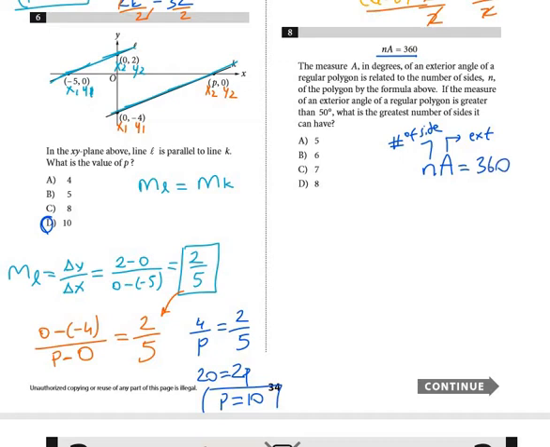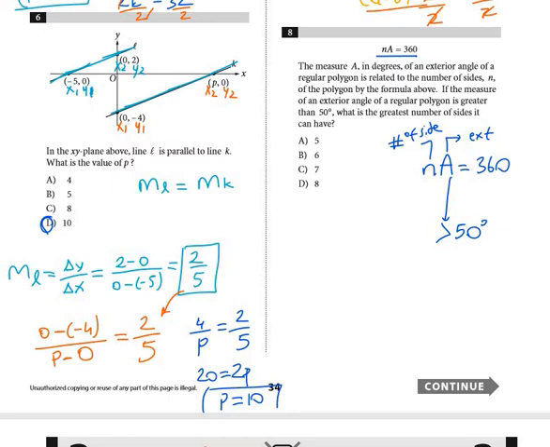If the measure of an exterior angle of a regular polygon is greater than 50, so if a is greater than 50 degrees, what is the greatest number of sides it can have? So we are looking to maximize n. So we would like to know the maximum n can be, given the condition that a is greater than 50 degrees. So we are going to minimize a to be able to maximize n.